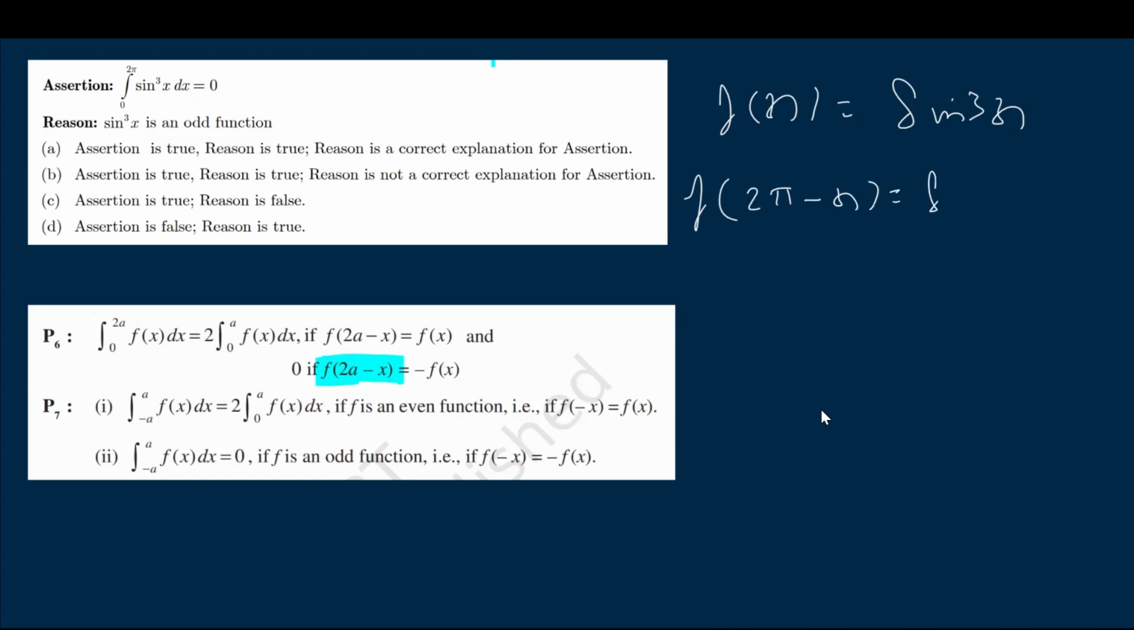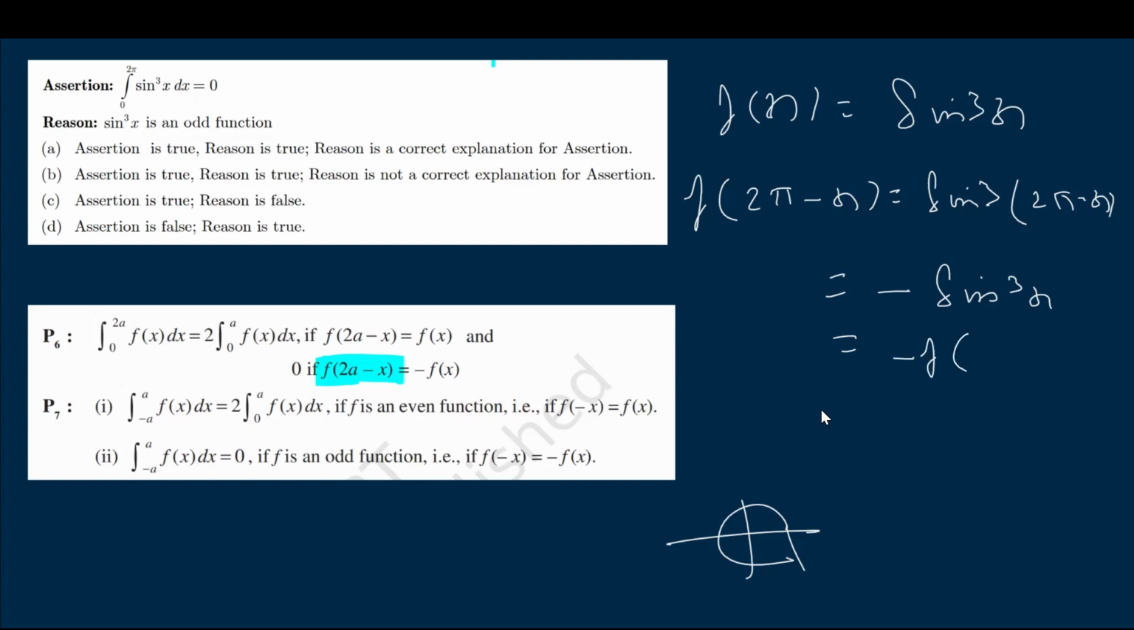This is going to be sine cube of (2 pi minus x). This is landing on the fourth quadrant, where sine is negative, so sine of (2 pi minus x) is minus sine x, and the cube gives minus sine cube x, which is minus f(x). So you can see that here f(2a minus x) is minus f(x), so the integral should be 0. So yes, the assertion is correct over here.